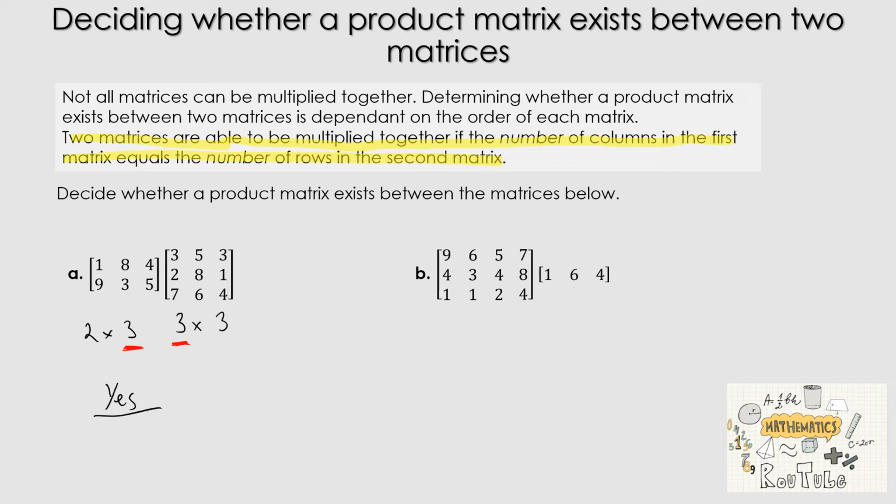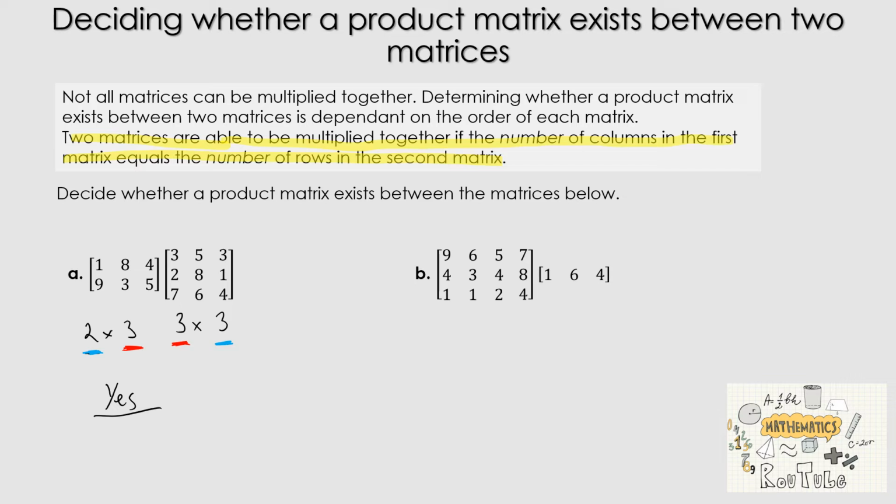Now, what we can see is the two numbers that you haven't underlined, which are 2 and 3, which I'll underline in blue. This is actually going to be the order of the product matrix, so essentially the order of the answer matrix. But we won't get into that for this video. So a product matrix does exist between those two matrices.